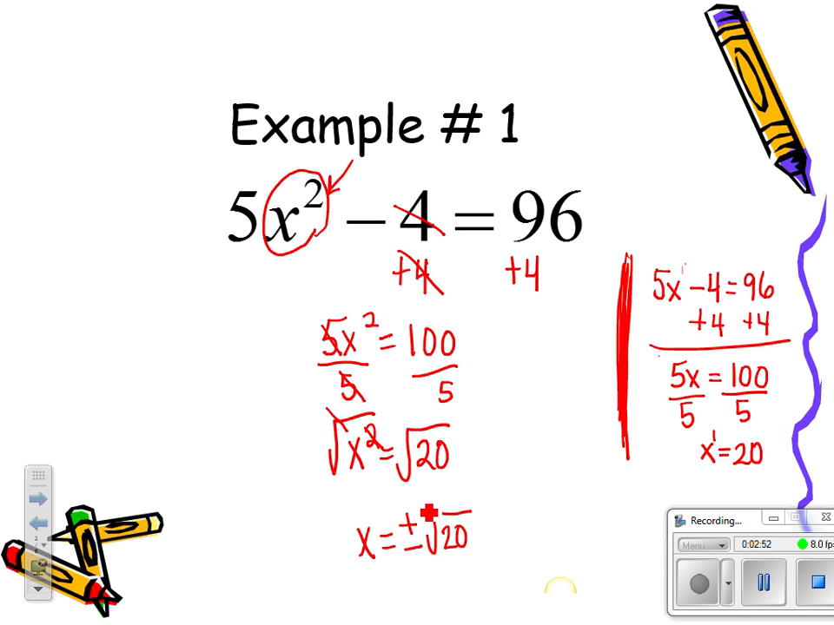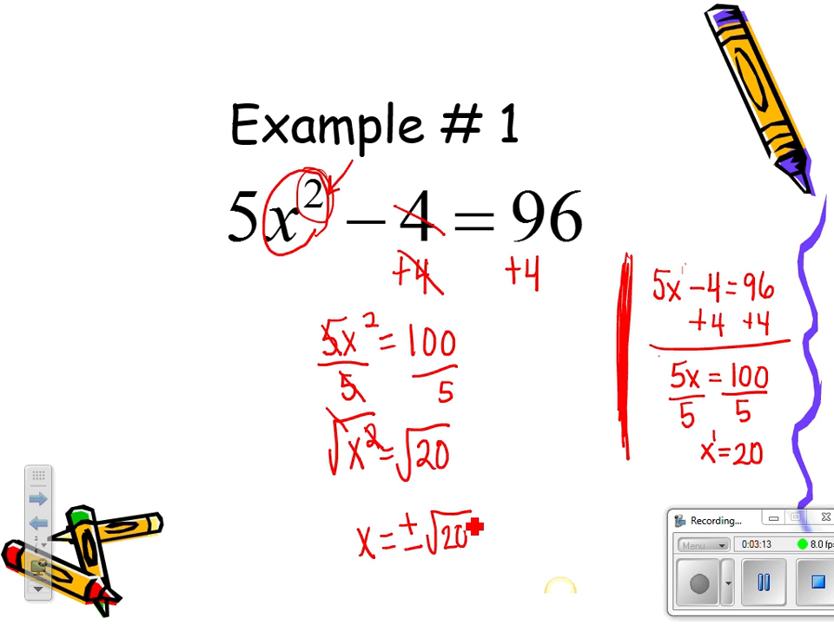The reason why we get a plus or minus is because we should have 2 solutions, because it's an x squared. Over here, 1 solution. Over here, 2 solutions. All right. Now that we've got x equals plus or minus the square root of 20, we should be doing what we've been doing in class, which is simplifying our radicals.